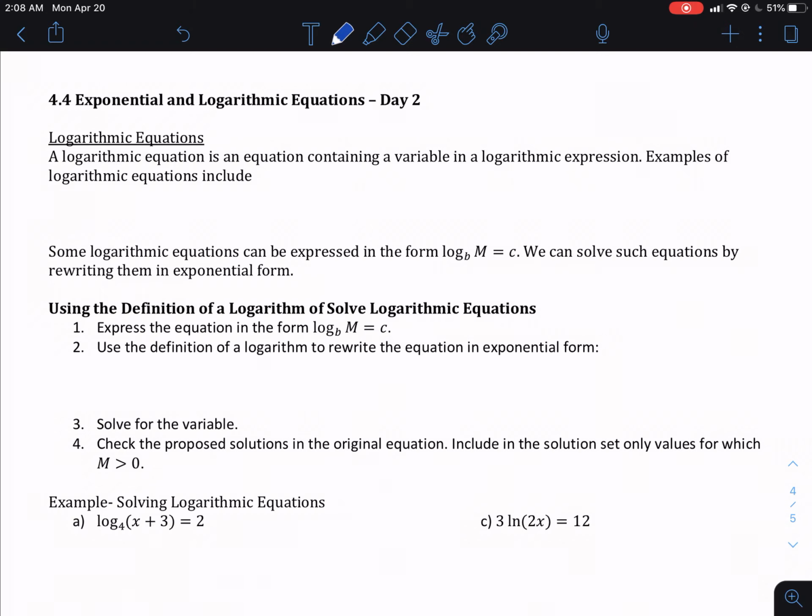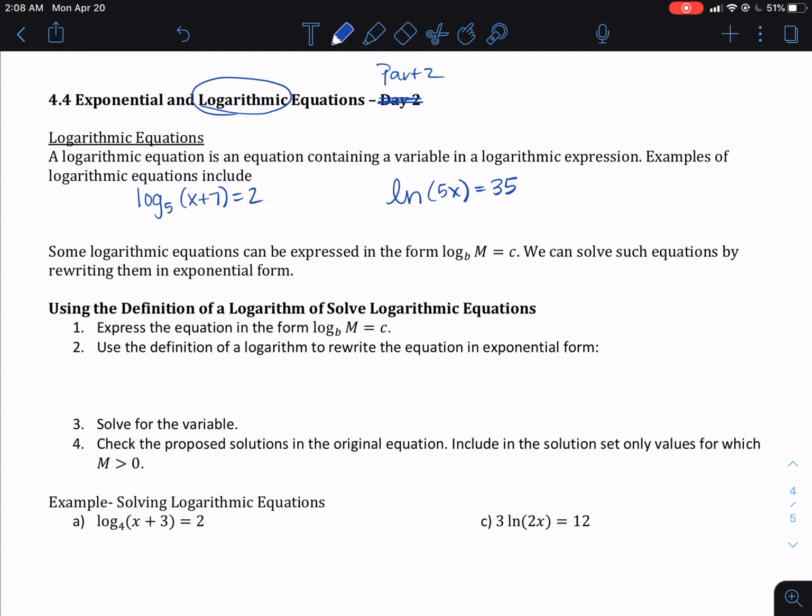Okay, so 4.4 exponential and logarithmic equations, day 2. Really, this is going to be just part 2, and here we're looking at logarithmic equations. A logarithmic equation is an equation containing a variable in a logarithmic expression. Examples of this would be log base 5 of the quantity x plus 7 equals 2, or the natural log of 5x equals 35.